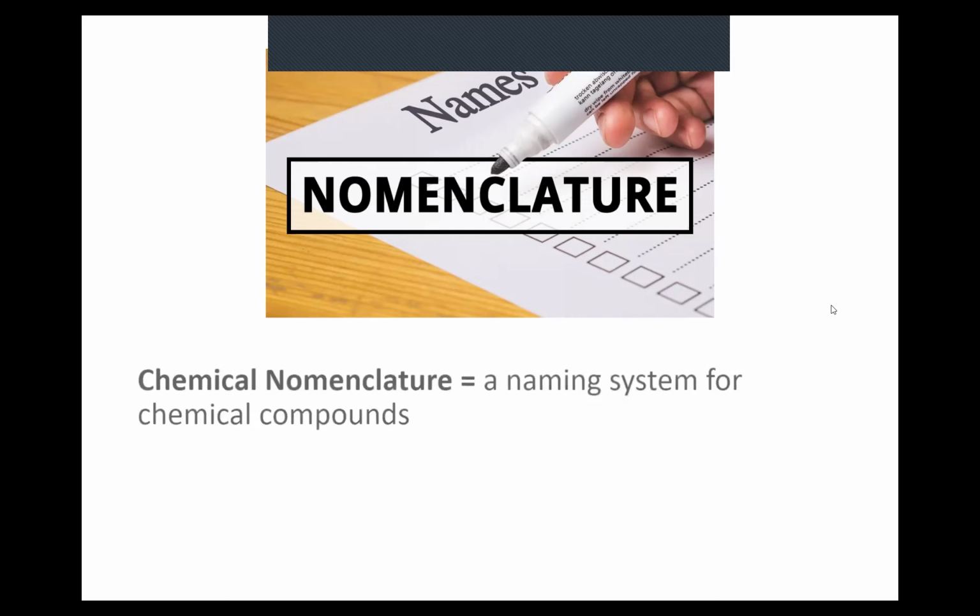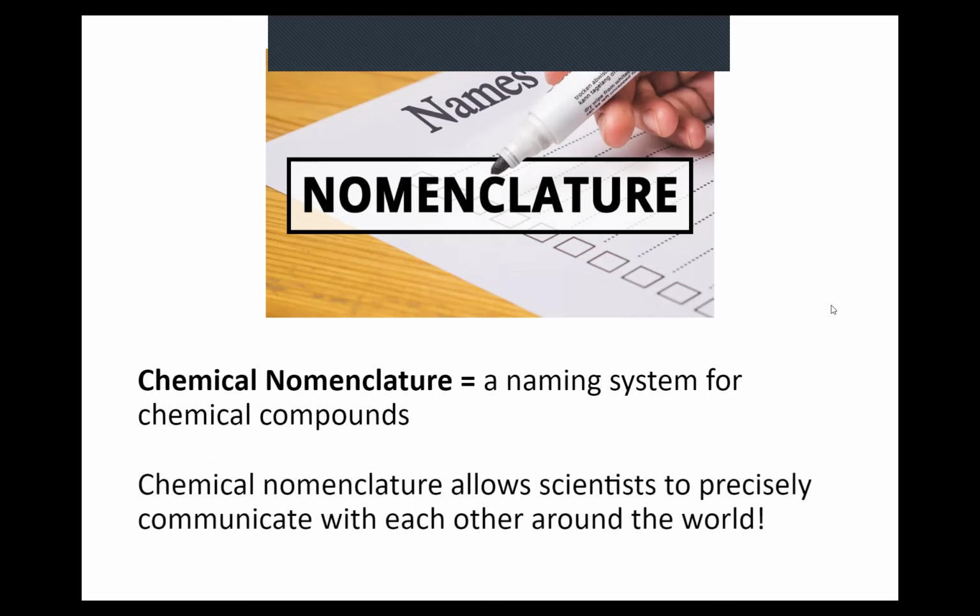So we've developed a system for naming chemical compounds so that we can all be conversant in what we're talking about. Nomenclature is a fancy word for a naming system. And when we're talking about chemicals, we're talking about a naming system for chemical compounds. The idea here is nomenclature allows scientists to precisely communicate with each other around the world.